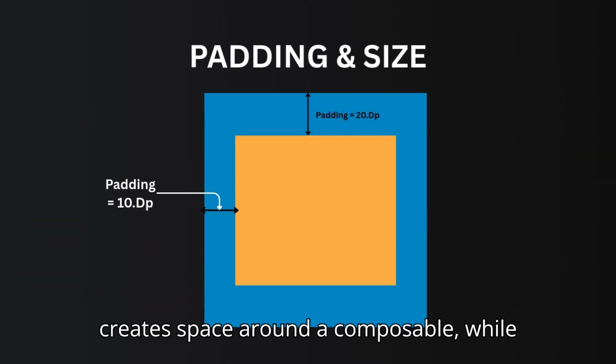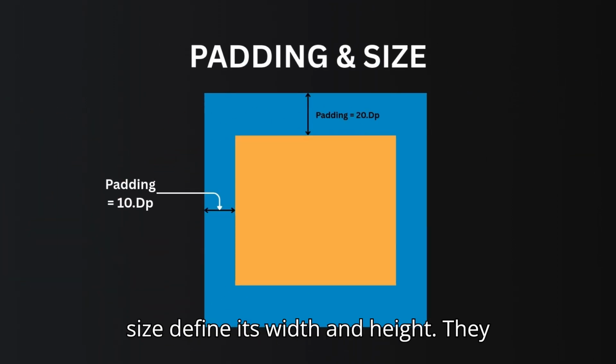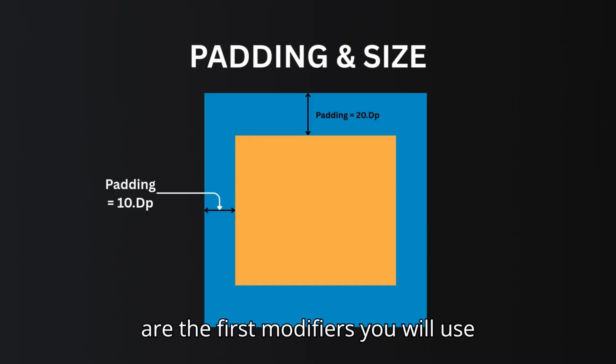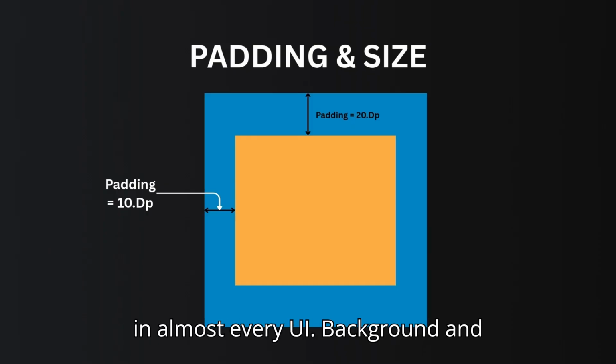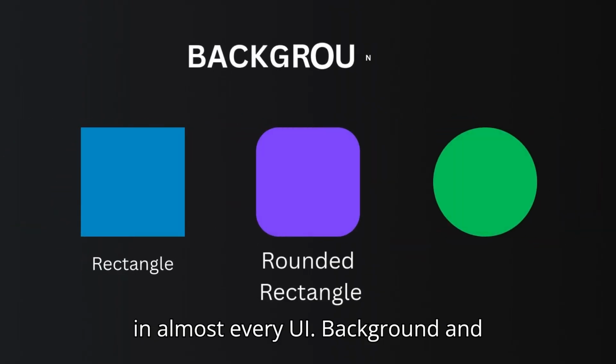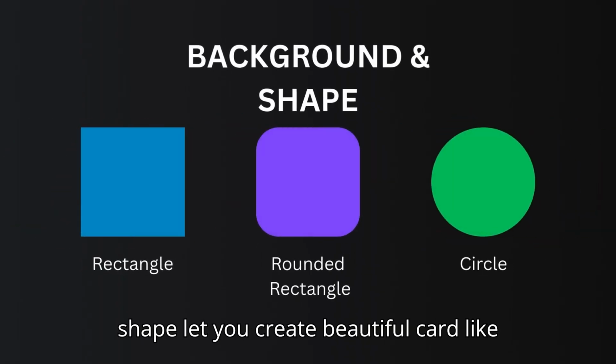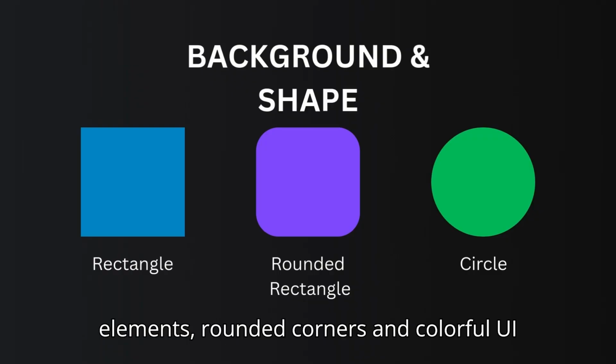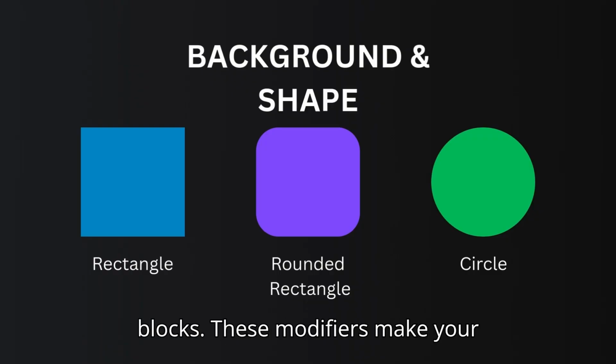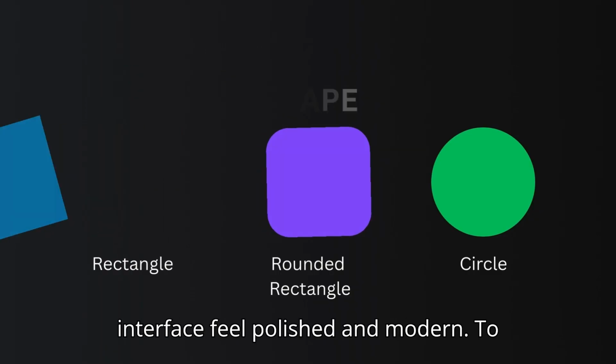Padding creates space around a composable, while size defines its width and height. They are the first modifiers you will use in almost every UI. Background and shape let you create beautiful, card-like elements, rounded corners and colorful UI blocks. These modifiers make your interface feel polished and modern.